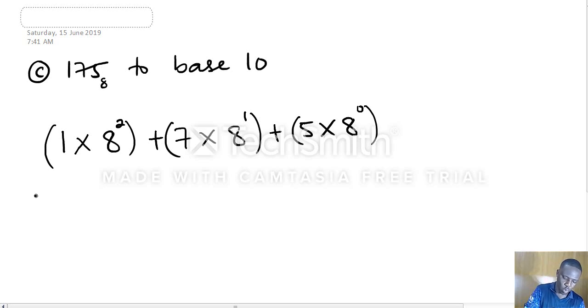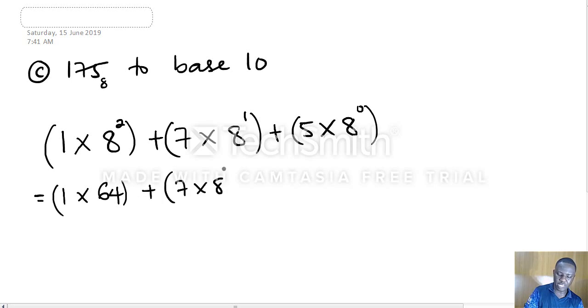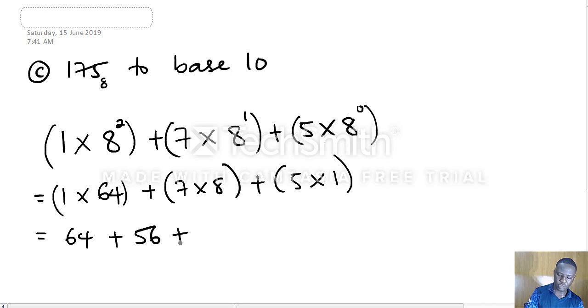So this can be said to be equal to 1 times 8 squared, which is 64, plus 7 times 8 plus 5 times 8 raised to the power 0, which is 1. For any number raised to the power 0 is said to be 1. So this becomes, multiply them out, 1 times 64 is 64, plus 7 times 8 is 56, plus 5 times 1 is 5.